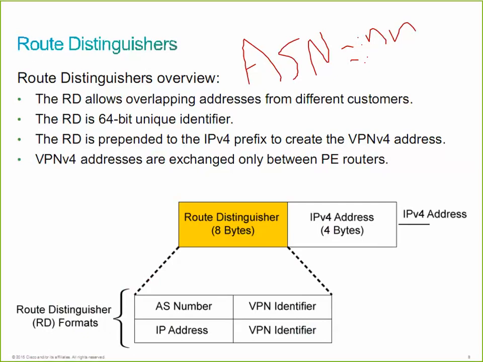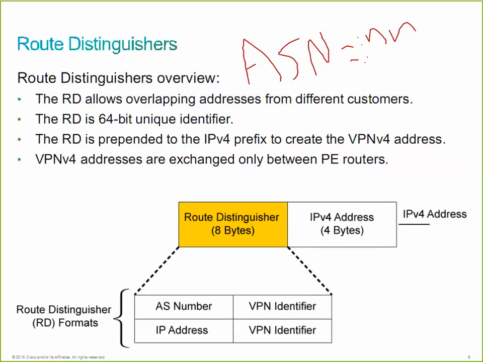The second format, which is actually less widely used, is just to have an IP address followed by the number NN that's chosen. So this first format, this first representation, ASN followed by this number, is more commonly used. All right? It's not that complicated, right?